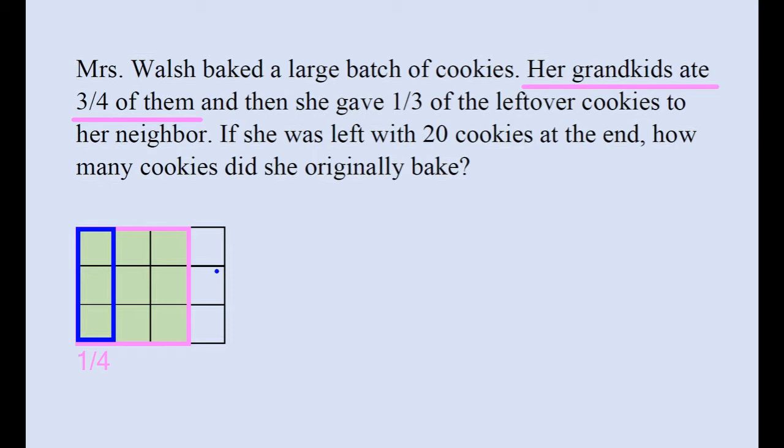My 3 by 4 rectangle actually represents the entire batch of cookies that Mrs. Walsh baked. And you really want to make sure you understand how I'm representing 1/4. The blue rectangle is 1/4 because 4 copies of the blue rectangle will cover the entire whole. So that's why the blue rectangle is 1/4. If the blue rectangle is 1/4, what I've shaded is 3/4. So the green area represents what her grandkids ate.